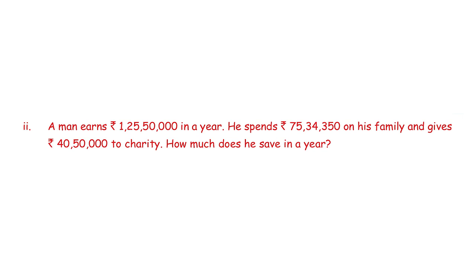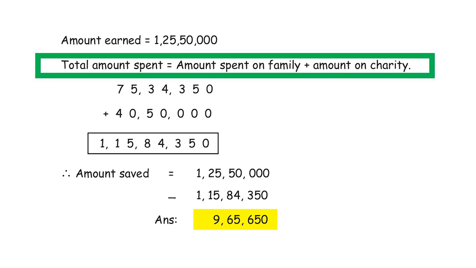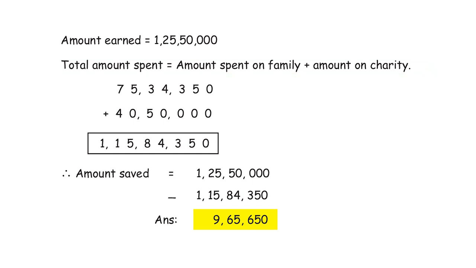The first thing to write is what has been given. Amount earned is equal to 1 crore 25 lakh 50,000 rupees. What about the total amount spent? Total amount spent is equal to amount spent on family plus amount on charity. And let's write down the amount spent on family. It's 75 lakh 34,350 rupees plus 40 lakh 50,000 rupees.